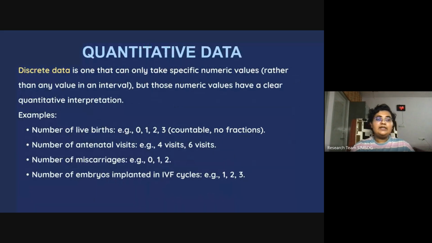Discrete data is once again numerical data, but it is one that we can only take at specific numerical values, and we cannot take the data between those numerical values, right? For example, a number of live births. We cannot have 1.2 live births or 3.6 live births, right? So there would be no fractions here, or the number of antenatal visits, or the number of miscarriages, or the number of embryos implanted. That will always be in whole numbers. That is discrete data.